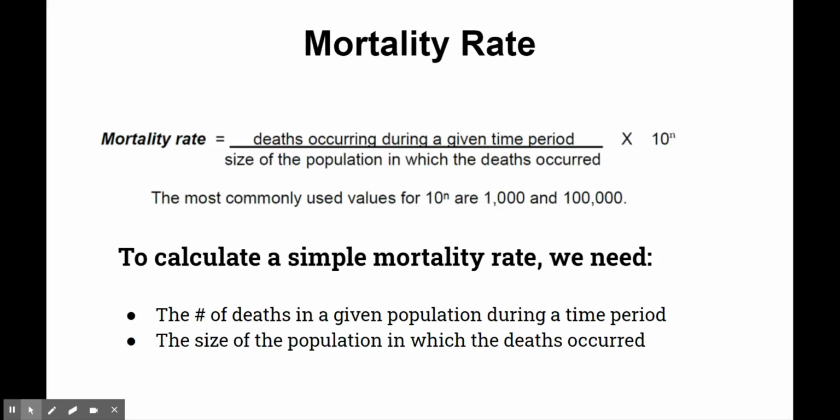Mortality rate is something we also see quite commonly when looking at COVID-19. Mortality rate is just like incidence rate, except instead of the number of new cases of disease, we are measuring the number of deaths in a given time period. So it is deaths divided by the population size, and then that gives you some idea of the risk of death.